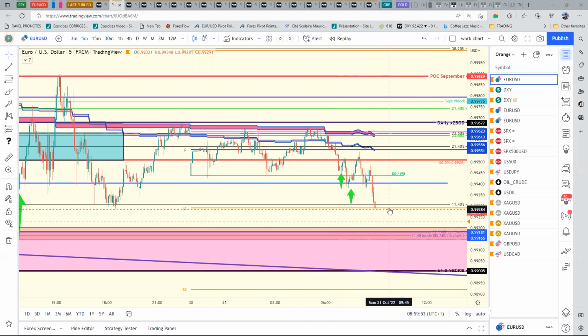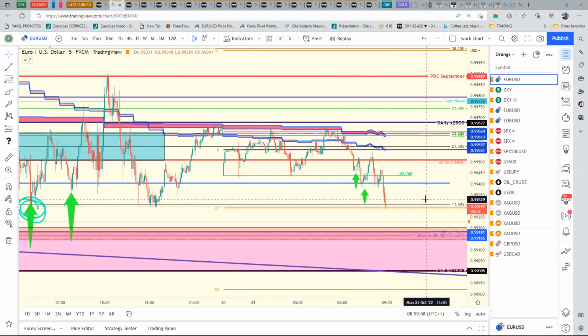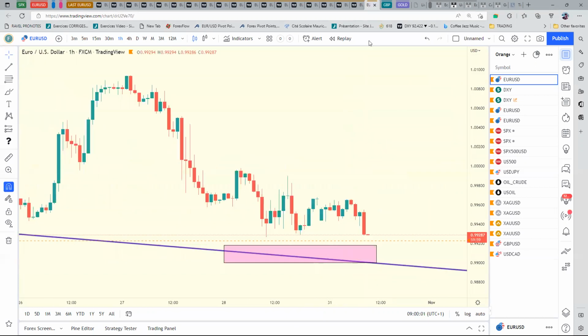So we have this support here, we have this fib here, and as I said this morning, showing this big chart, we have this very, very important area there. So I just took a long on the open right now. It's on the other platform, so it's not exactly the same numbers. 0.9928.8 is the long I have now.